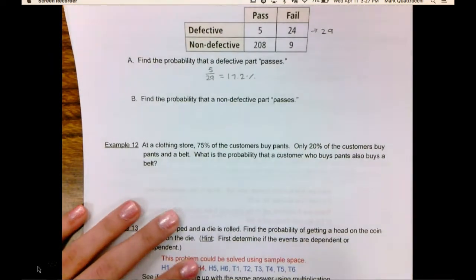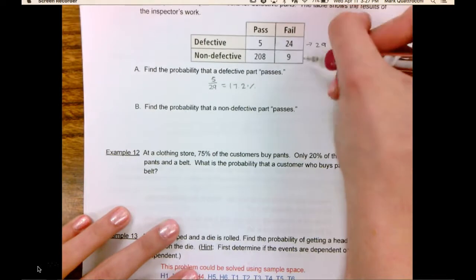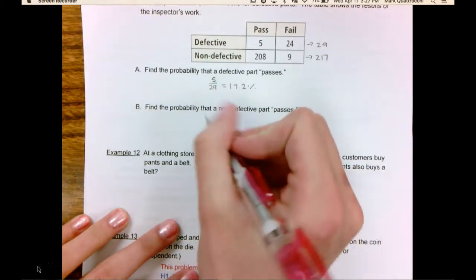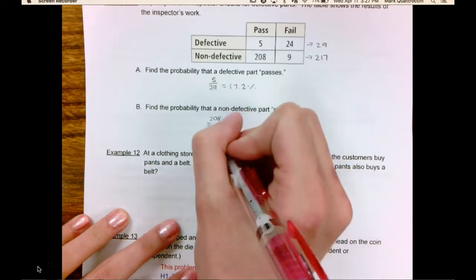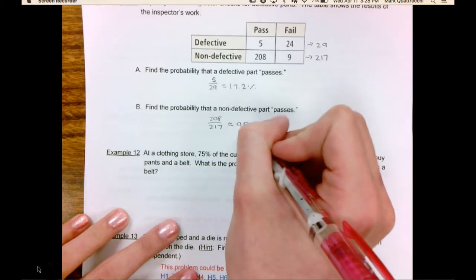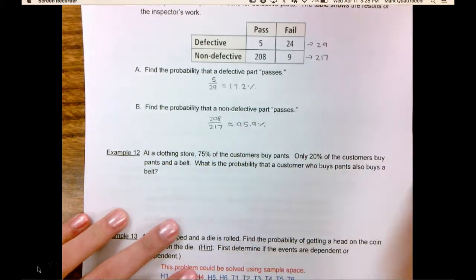Find the probability that a non-defective part passes. Of the non-defective parts, there are 217, and 208 of those pass. So 208 divided by 217 is about 95.9% after multiplying by 100.